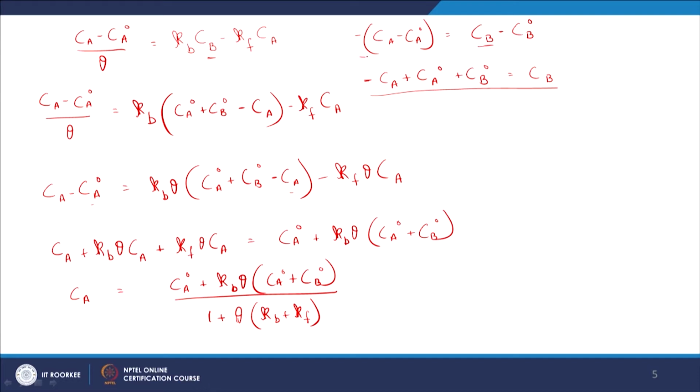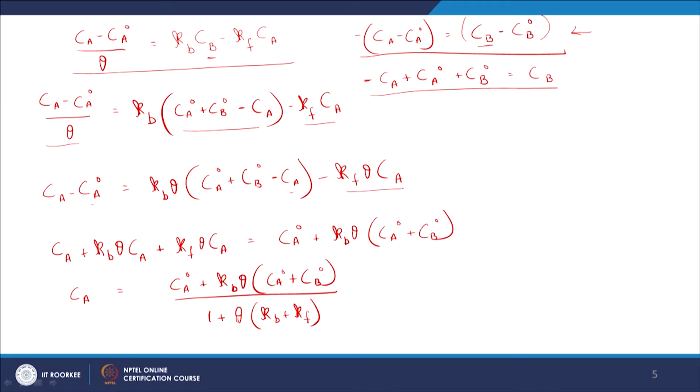So this equation is from stoichiometry, right. Change in A and change in B, we are relating that here, and we substitute that in our basic mass balance equation. That is what we see here, CB equal to CB naught, CA naught minus CA. And we still have the other terms, and transforming that and taking theta to the right hand side, CA minus CA naught equal to KB into theta, CA naught plus CB naught minus CA, minus KF theta into CA.